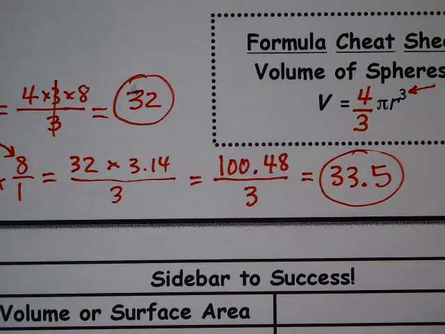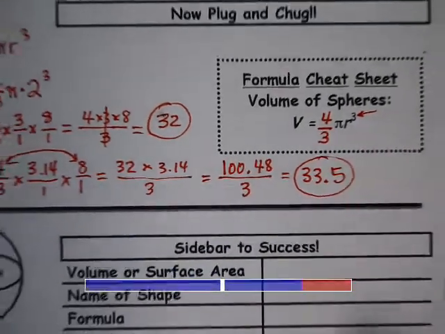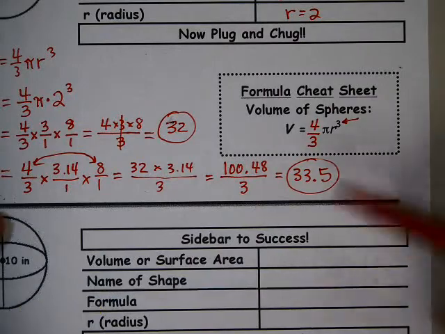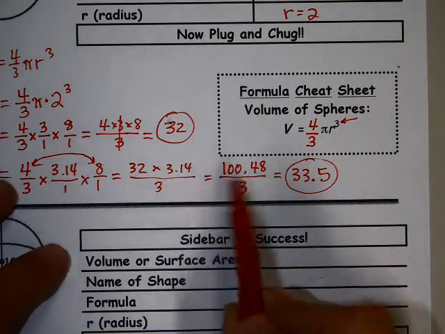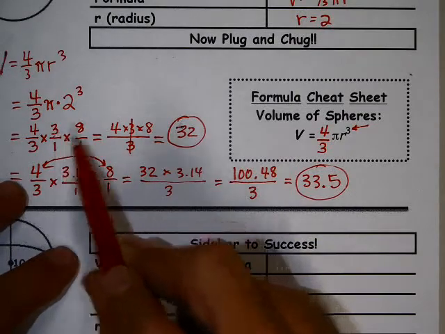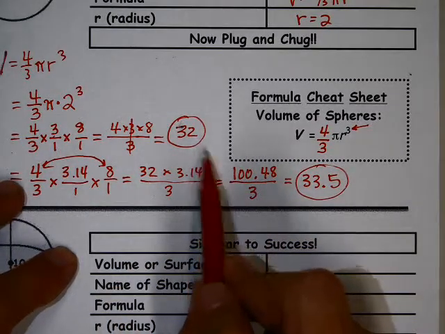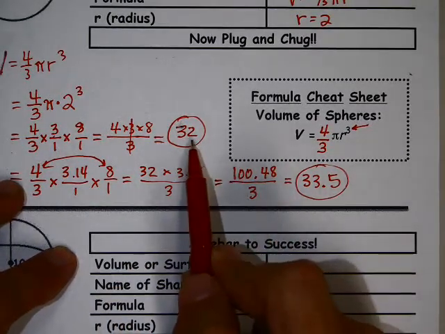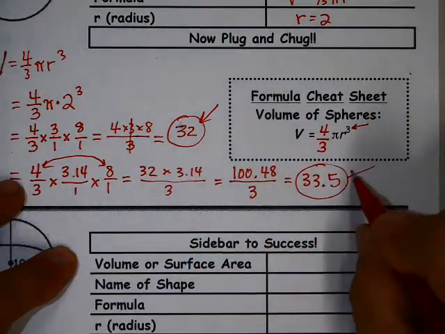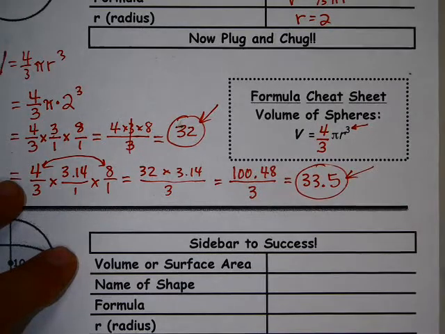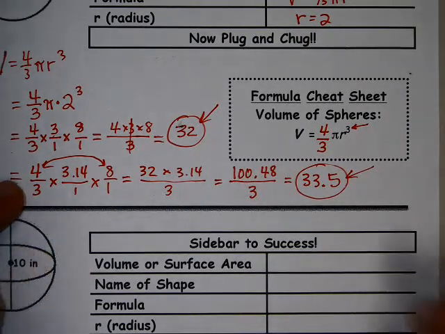Anytime you use pi for an answer, your number is going to be a little bit bigger if you actually use 3.14 instead of just using 3 for pi. And you can see that demonstrated right here. When we used 3 for pi, we got 32. When we used 3.14 for pi, we got 33.5. Okay, so that's the basic way we do this.